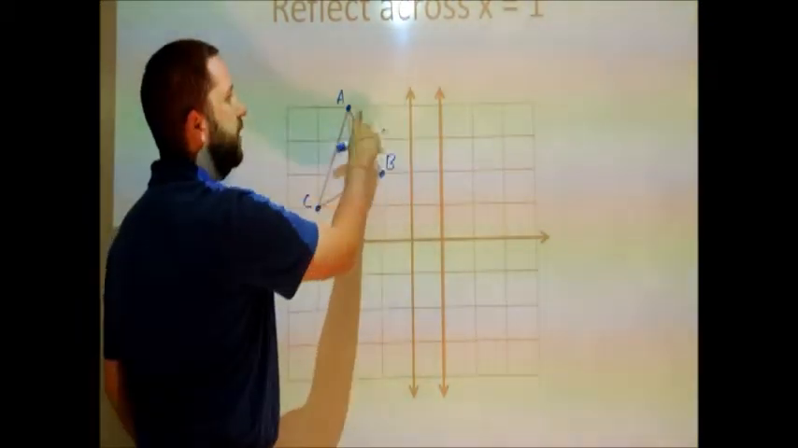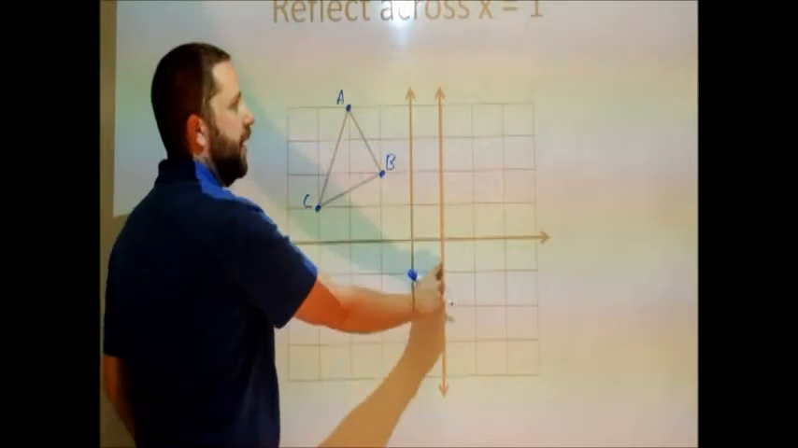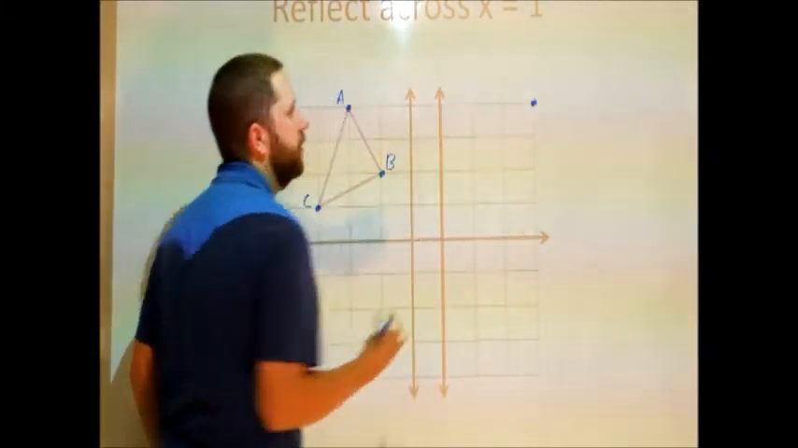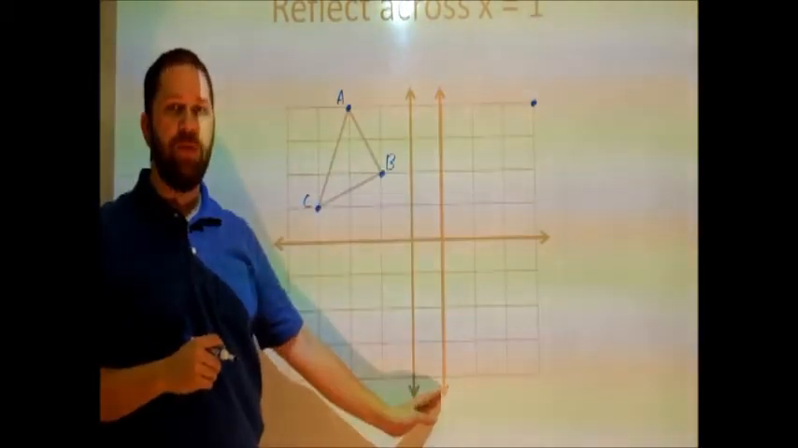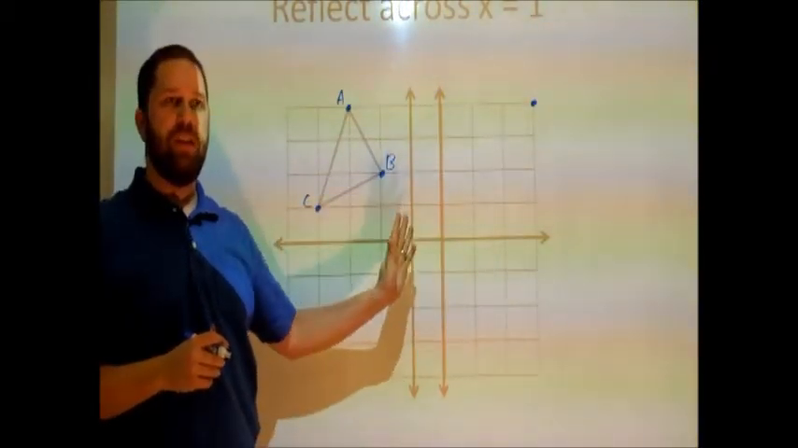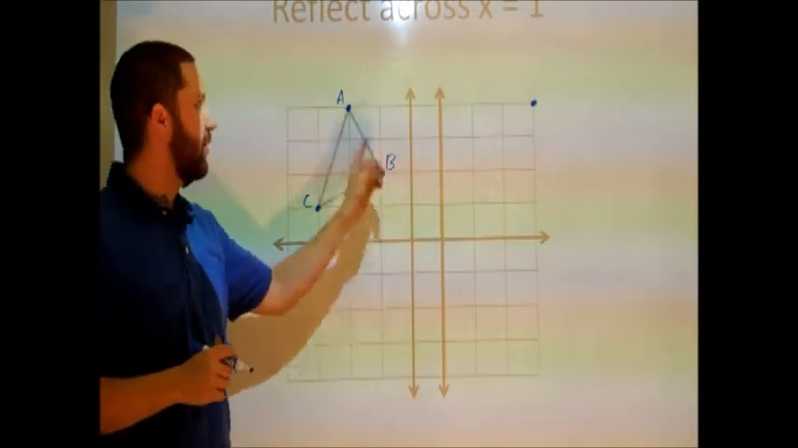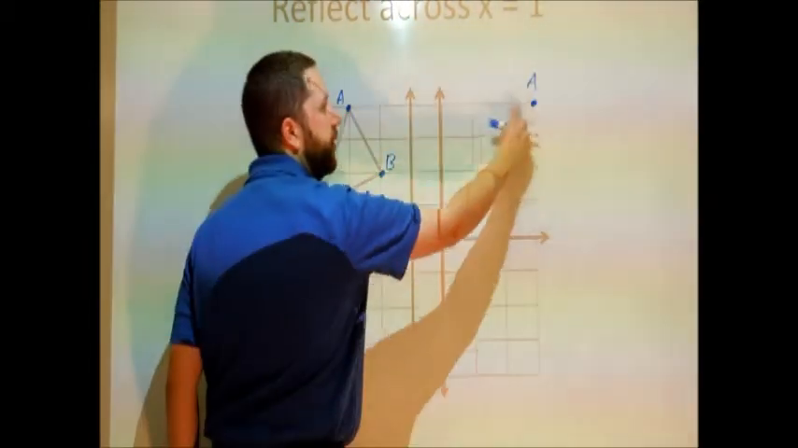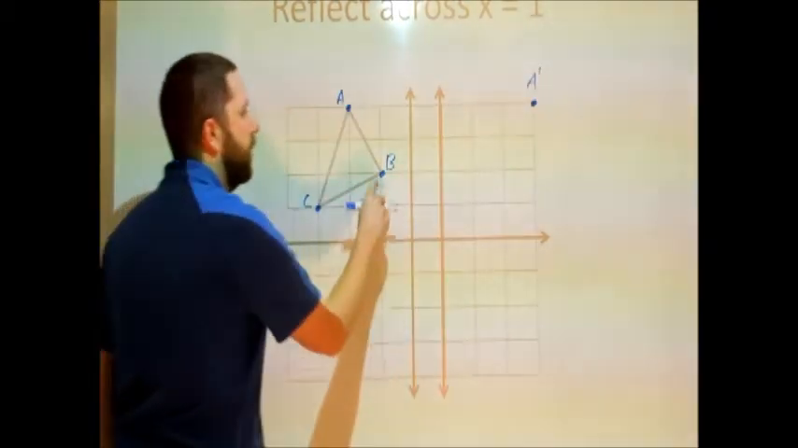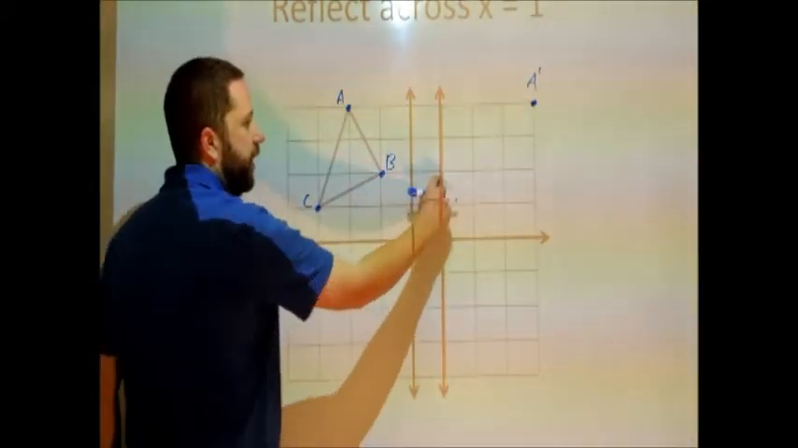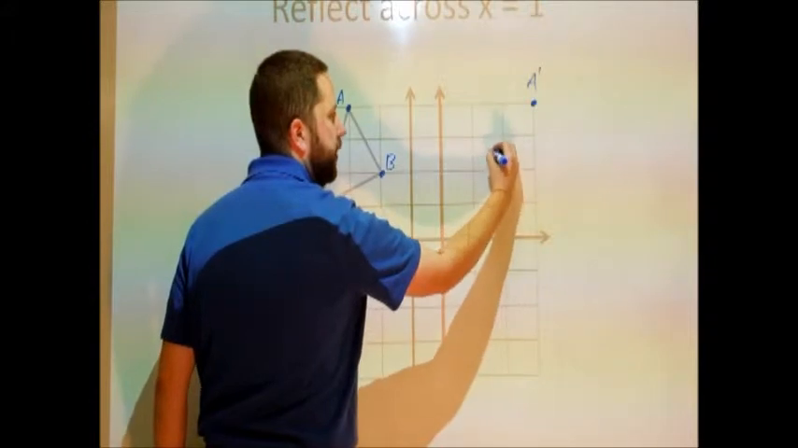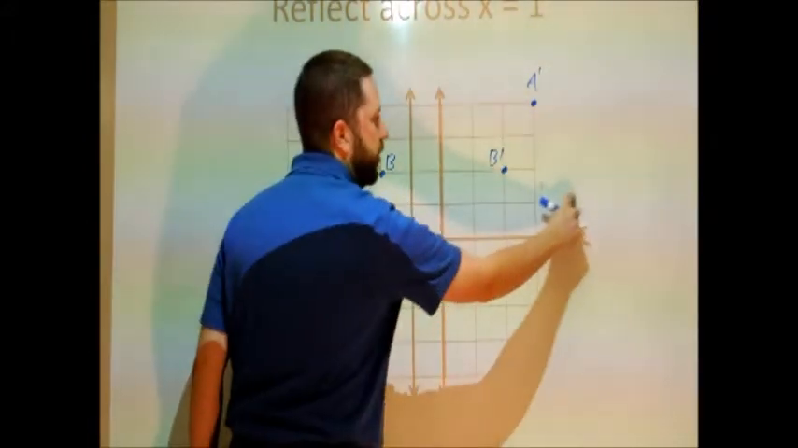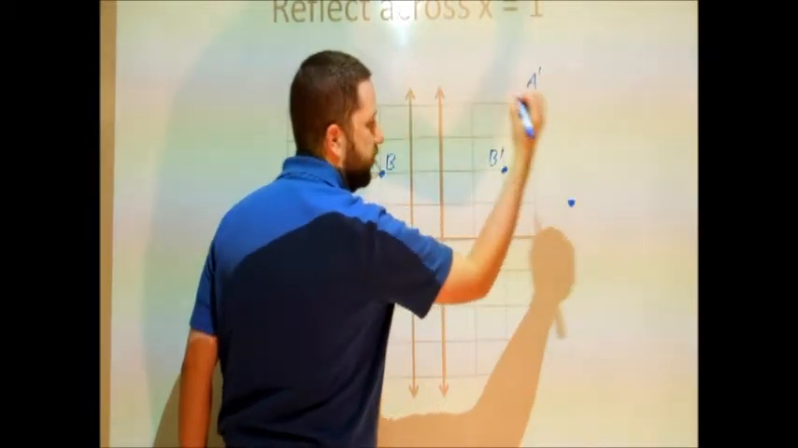So if A is 3 points from x = 1, I have to move 3 points to the right of x = 1. So remember, our line of reflection is the perpendicular bisector for A and A prime. So if I'm going 3 to the left, I have to go 3 to the right. Same thing with B. I go 2 to the left, I have to go 2 to the right. And for C, I went 4 to the left, so I have to go 4 to the right. So just off my graph there.